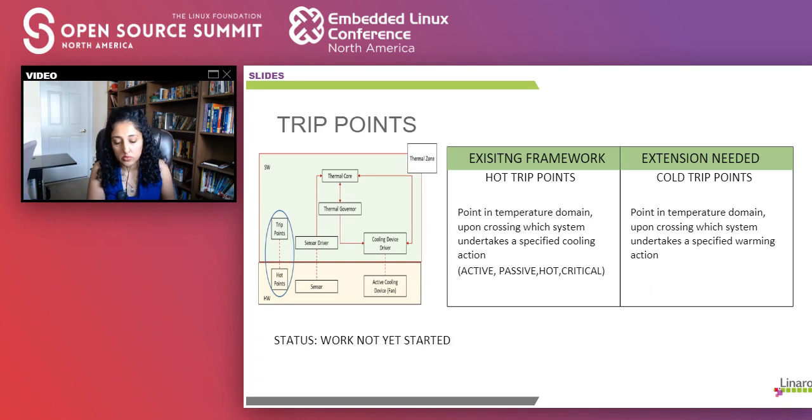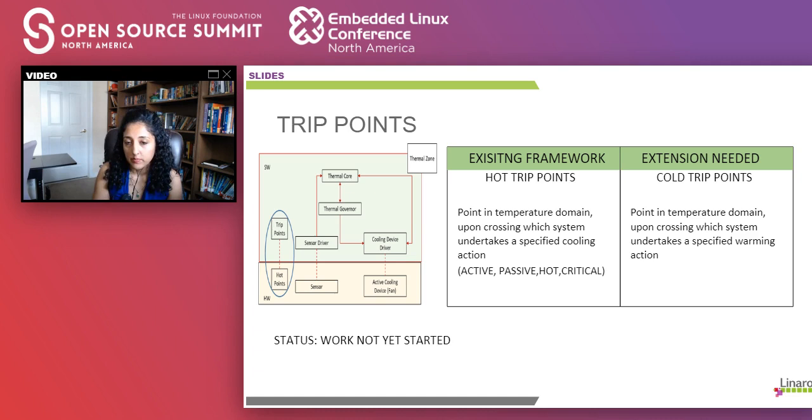Okay, so now we go through the specific parts of the thermal management framework that need extension to support this. The first part is the trip point. In the existing framework today, we support hot trip points. Like I explained, a trip point is a point in the temperature domain upon crossing which the system will take a cooling action. There are various kinds of trip points in the kernel today.